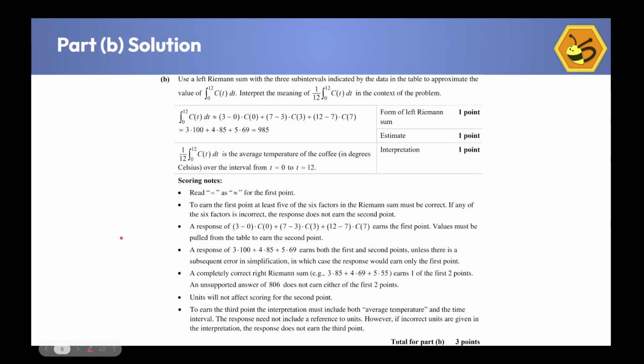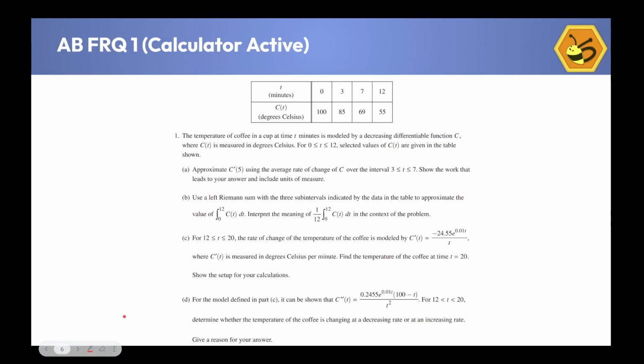With that, let's go to part D now. Let's read it together. For the model defined in part C, it can be shown that the second derivative of C is 0.2455 e to the power of 0.01t times (100 minus t) over t squared, for t from 12 to 20. Determine whether the temperature of the coffee is changing at a decreasing rate or at an increasing rate. Give a reason for your answer. So here we're given a second derivative, and we want to determine whether temperature is changing at a decreasing rate or at an increasing rate. And we also need to give a reason.